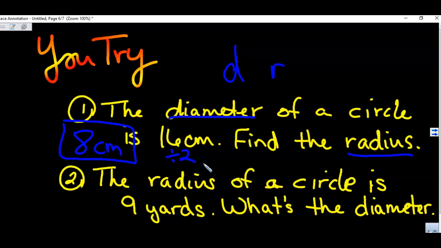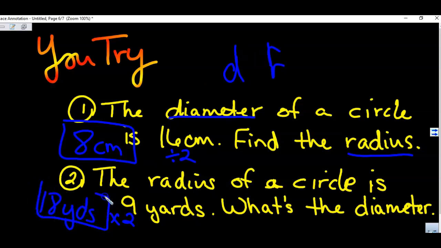In the second example, we know the radius, but we don't know the diameter. In order to get the diameter given the radius, we would take the radius and times it by 2, so that it is now the same length. So 9 times 2, we get 18 yards. And don't forget your labels here. It's quite a bit of a difference between 8 centimeters and 8 yards. So make sure you're labeling correctly.